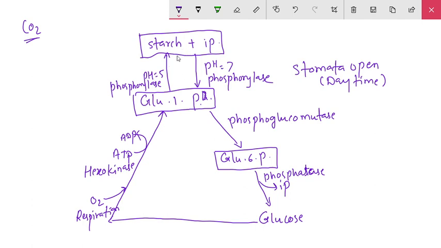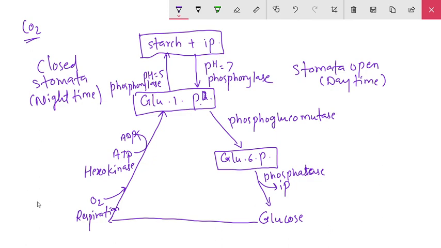This starch is osmotically inactive, and therefore it reduces the osmotic potential and diffusion pressure deficit of the guard cell. Due to that, the water goes out from the guard cells, the guard cells become flaccid, and the thick inner walls of the guard cells collapse on one another and the stomata get closed. So here are the closed stomata. This takes place during the night time.